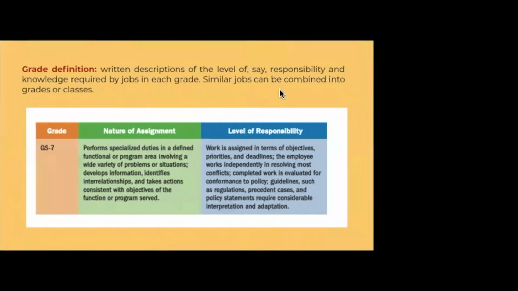So we can see the example of a grade definition here. First we need to know what is a grade definition. A grade definition is a written description of the level of responsibility and knowledge required by jobs in each grade. Similar jobs can be combined into grades or classes. So we can see in the figure below that there's grade GS7 and its nature of assignment. The employees need to perform specialized duties in a defined functional or program area involving a wide variety of problems or situations, and so on.